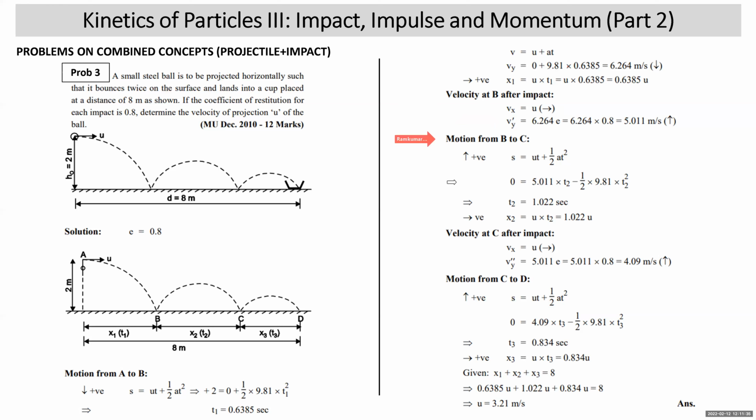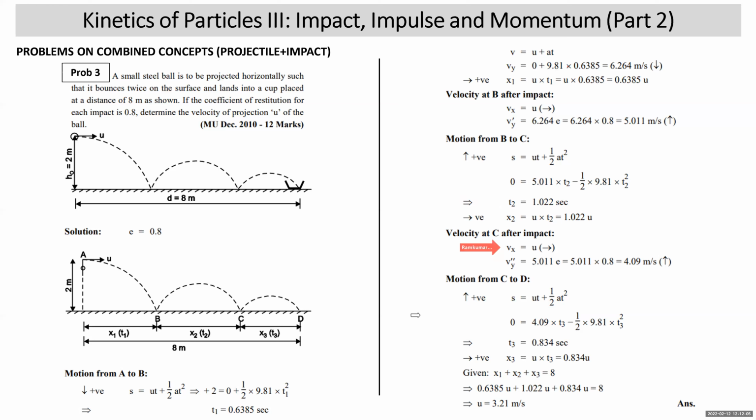Now we'll take projectile motion from B to C. I'll take upward as positive. I'm taking vertical motion, s equal to ut plus half gt squared. When I take projectile motion from B to C, there is no vertical displacement, so s is 0. The initial vertical velocity is 5.011 into t2, minus half into g into t2 squared, since we are taking upward as positive, and acceleration due to gravity will be negative. So you get t2. Then you get x2, which is u into t2, 1.022.